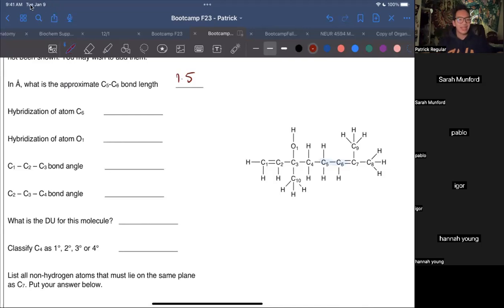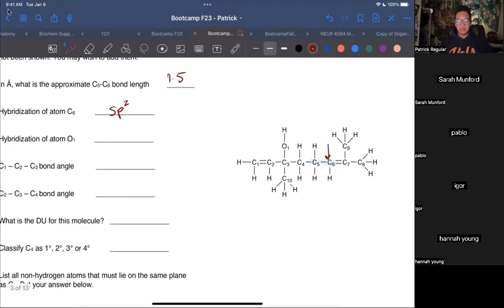Okay, carbon 6. It's really easy, sp2. You have 3 electron groups. If you don't know that, sorry. You should retake Gen Chem.